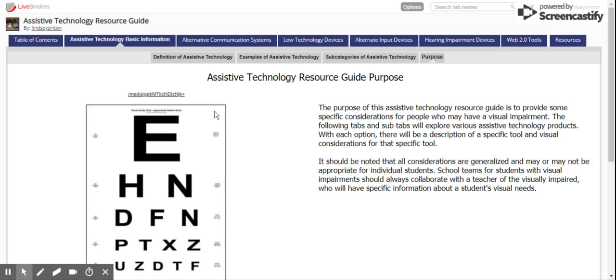All of the devices and tools that I included in this resource guide are things that we learned in class, things that I know from my own prior experiences, as well as different devices that I found throughout my own research. So the 5 different areas I looked at are the alternative communication systems, low-tech devices, alternate input devices, hearing impairment devices, and Web 2.0 tools.